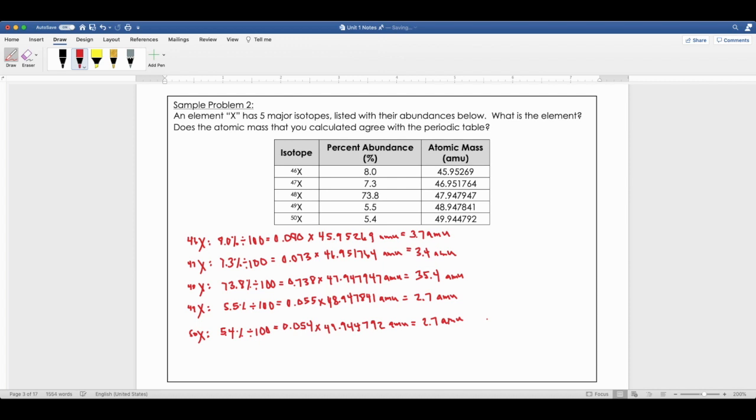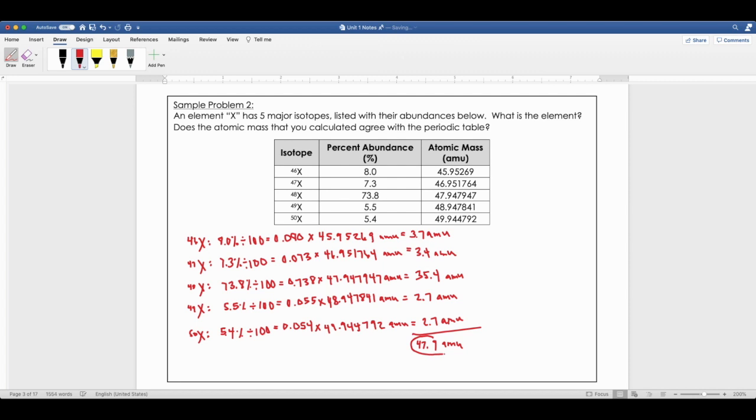Notice how the largest value of masses for that step corresponds to 48X, so the isotope of X that has a mass number of 48. And that makes sense because that isotope is present in 73.8% abundance. So the mass is going to be the greatest from that. The total molar mass is going to come the most from this particular isotope because this is the highest in abundance. And then the last step is to add them up. So if I add all of these up, I get a value of 47.9 atomic mass units.